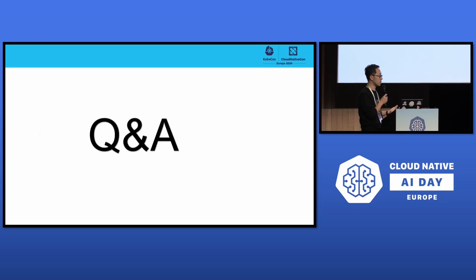Volcano comes from a Kubernetes sub-project called Kube-batch. Kube-batch is just a batch scheduler on top of Kubernetes, but we also need some controller mechanism to help implement the queue. For example, you can define a queue and bind the queue to a certain set of resources inside the cluster. So that's why we have Volcano.